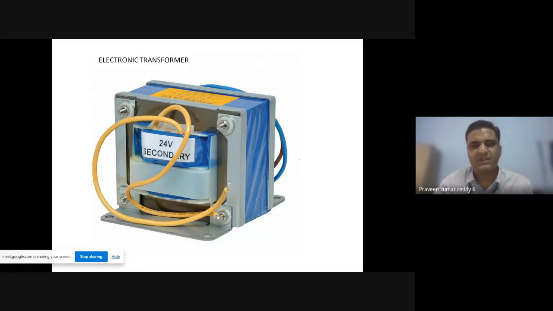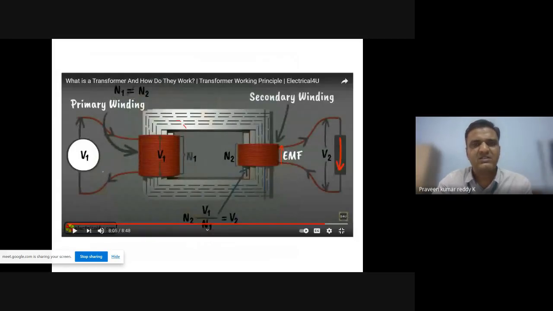Okay, it can be near the power stations, it can be near the houses, distribution transformers, or it can be inside the electronic devices like TVs or refrigerators or any other things. So what is there inside this device? All these devices work on the same principle of electromagnetic induction. So what is there in these devices is, this is the basic picture of any transformer.